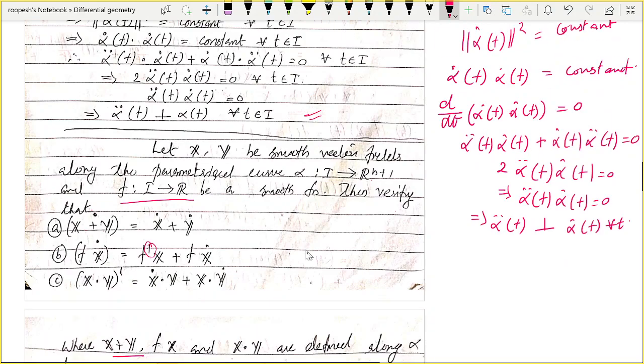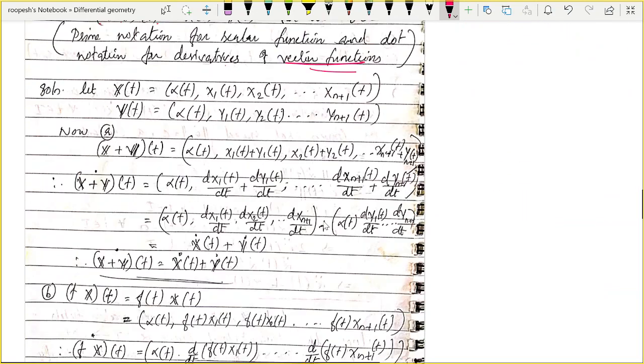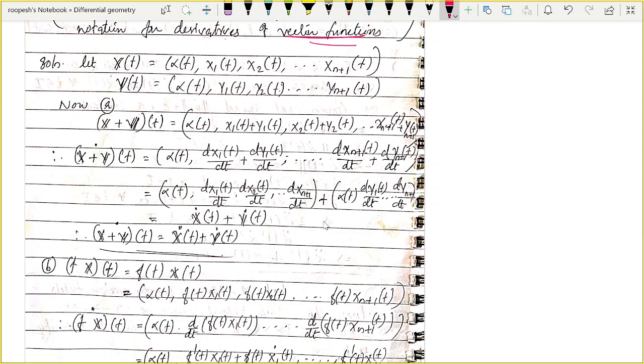So the first one: we want to show that the derivative of X plus Y equals X dot plus Y dot. Very easy one. For that, first assume that X(t) equals (alpha(t), X1(t), X2(t), etc., X_{n+1}(t)), and similarly Y(t) equals (alpha(t), Y1(t), Y2(t), etc., Y_{n+1}(t)). Now you find X plus Y. Again it's a vector at alpha(t) with the components X1(t) plus Y1(t), X2(t) plus Y2(t), etc., X_{n+1}(t) plus Y_{n+1}(t).